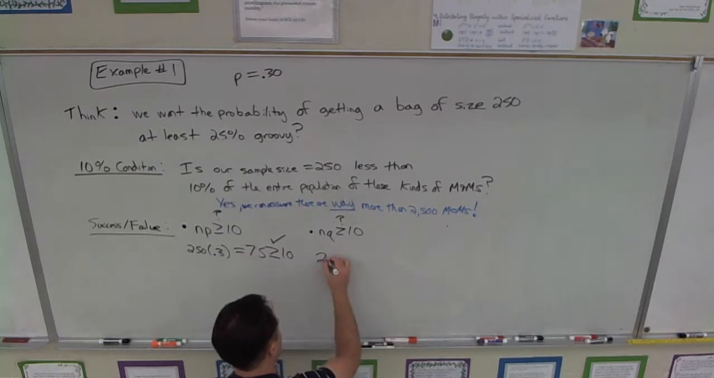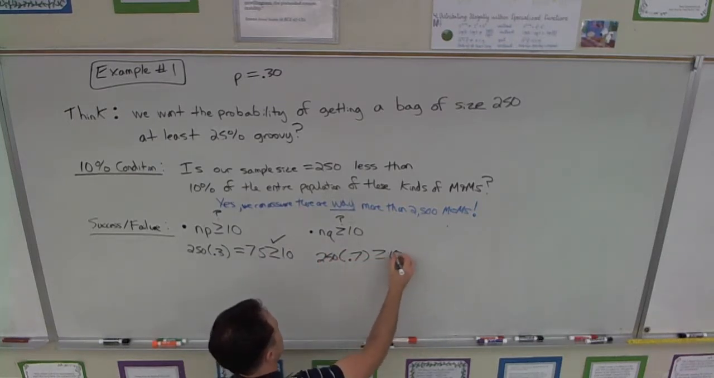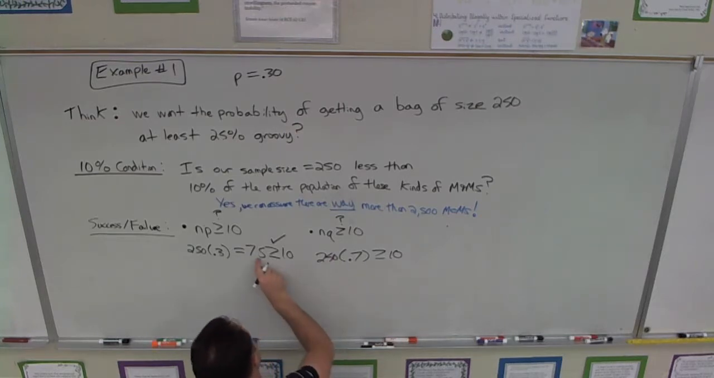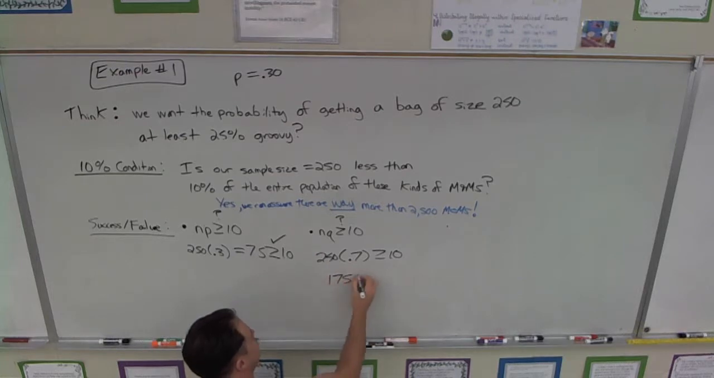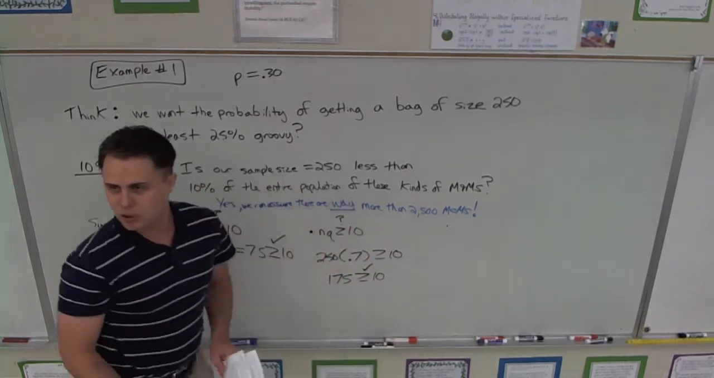I'm going to say 250 times Q is 70% then. Is that greater than 10? Well, duh, but let's just write it out. The AP exam loves to see these exact numbers. So it is 70%. Really, it's going to be whatever's left out of 75. So it's going to be, is it 175? Yes. And if you need to round on these, that's fine. It's not a big deal. But is that more than 10? Well, yeah, I'm clearly good to go. So I've satisfied both of my assumptions.